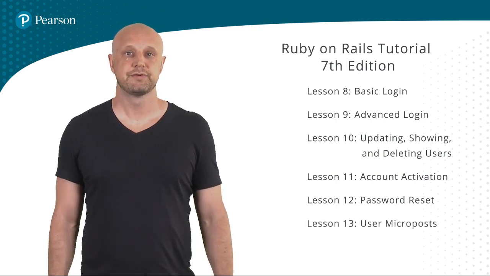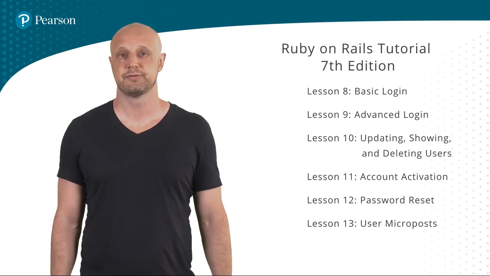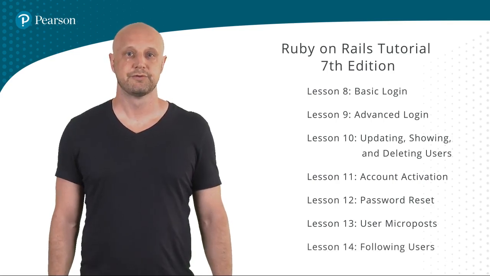Lesson 13 creates a second data model, user microposts, including an introduction to data model associations. Finally, Lesson 14 adds a social layer by giving the users the ability to follow each other, including the generation of a feed of microposts from users being followed.